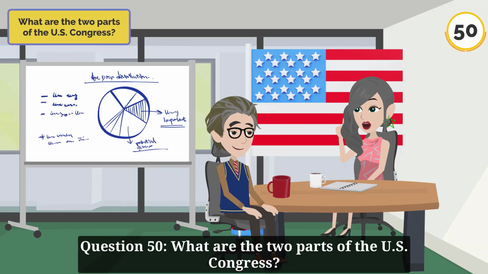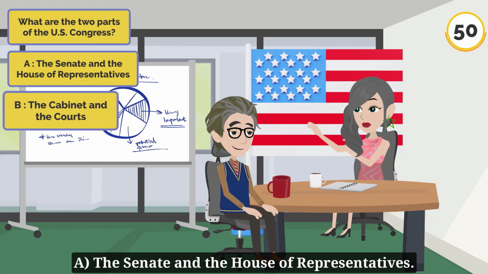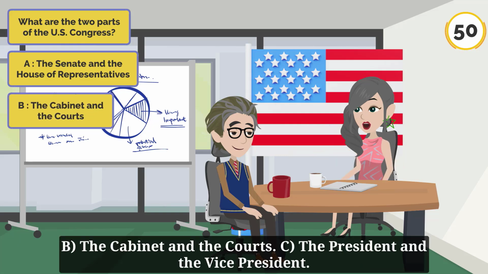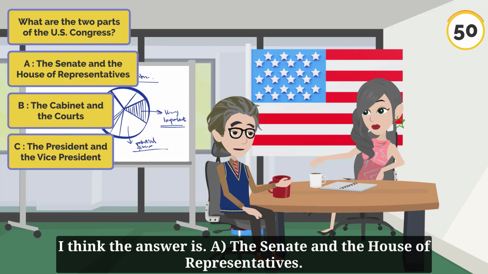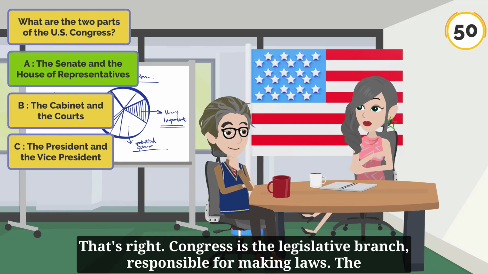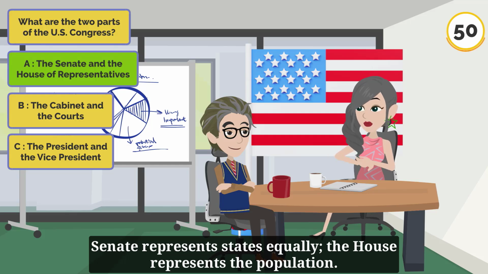Question 50. What are the 2 parts of the U.S. Congress? A. The Senate and the House of Representatives. B. The Cabinet and the courts. C. The President and the Vice President. I think the answer is A. The Senate and the House of Representatives. That's right. Congress is the legislative branch responsible for making laws. The Senate represents states equally. The House represents the population.